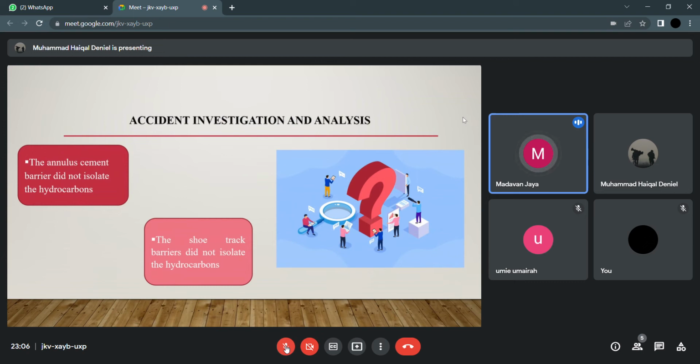Next point is the shoe track barriers did not isolate the hydrocarbon. Following the failure of the annular cement to effectively isolate the reservoir, a mechanical barrier failure allowed hydrocarbon ingress into the wellbore. The investigation team considered three options for ingress: ingress through the shoe track barriers, ingress through the casing hanger seal assembly, and ingress through production casing and components.